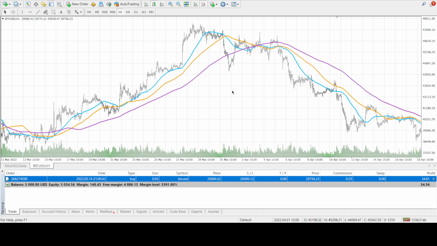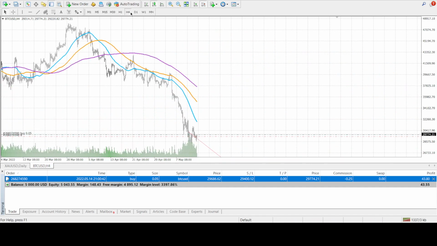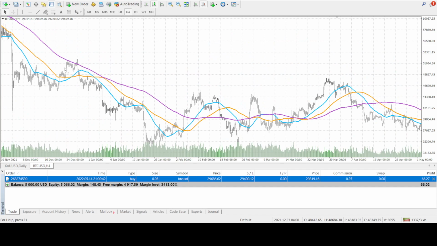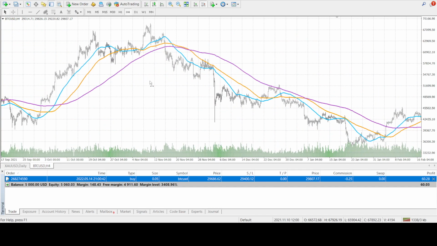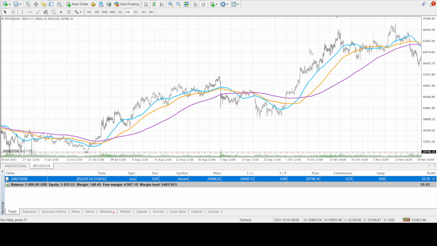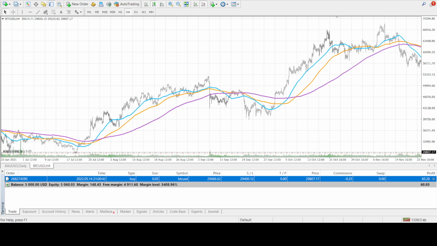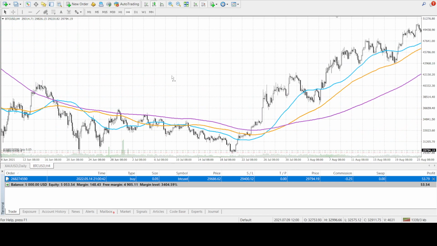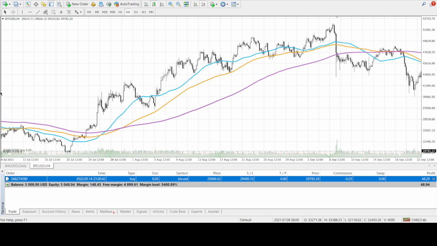Trying to find a fail example. I might have to switch to a higher time frame for that because lately it's just been bearish. Okay, so this is a good one, I think. We have our, wait, where'd it go? Ah, there it is.